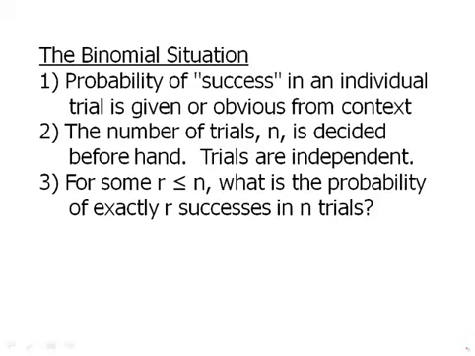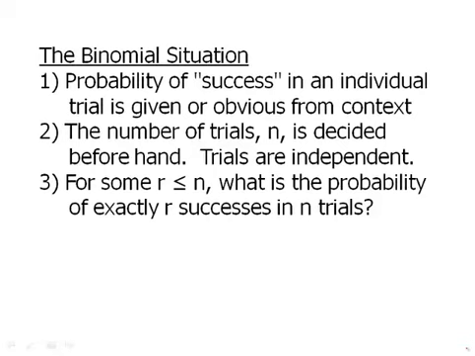So, 1, the probability of success in an individual trial is given or obvious from context. I think almost all the problems I've ever seen on the binomial situation on the test have been either about dice or coins, so it's usually obvious. What's the probability of flipping 10 coins and getting this many heads? So heads is a success. What's the probability of rolling this many dice and getting this many 5s? All right, well then 5 is a success. So success is determined by whatever they're asking the probability of, that is what we're referring to as, quote-unquote, a success.